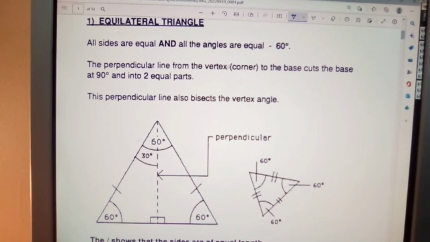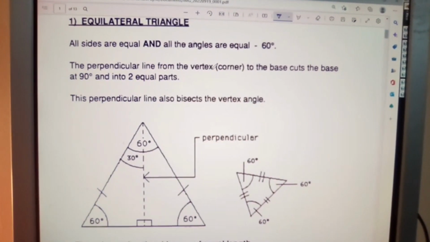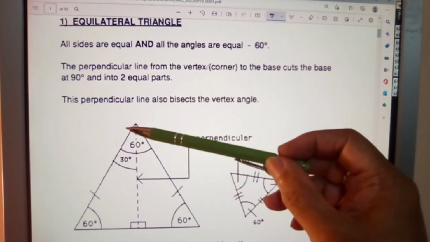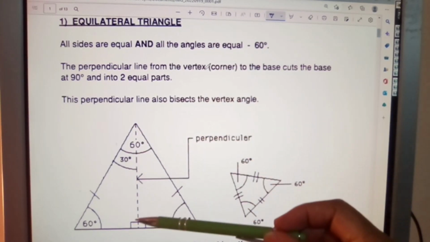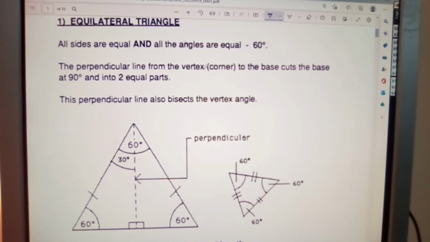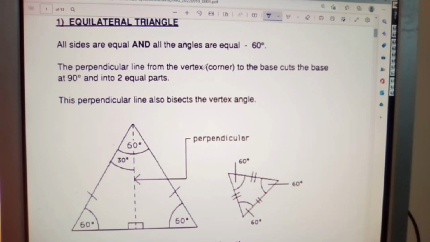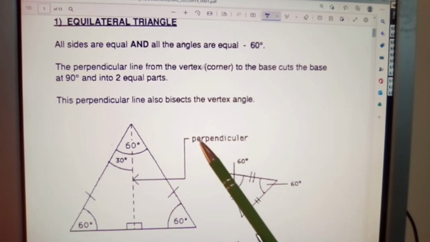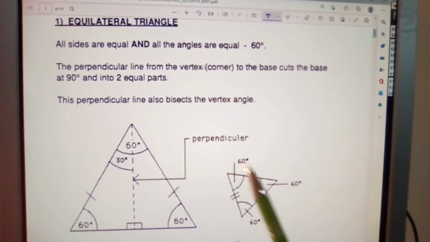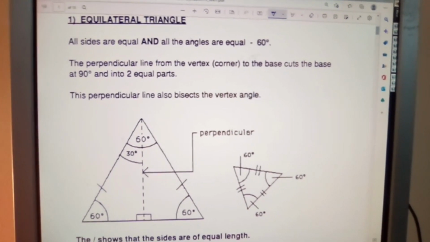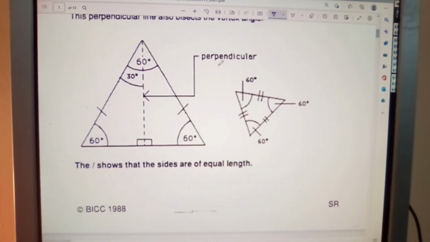So rather than having one triangle now, you've now got two. You've got two triangles in one, simply by that perpendicular line cutting that triangle into two triangles. And all they're doing here is showing you that this is your perpendicular. Now, this simply shows here that the sides are of equal length.